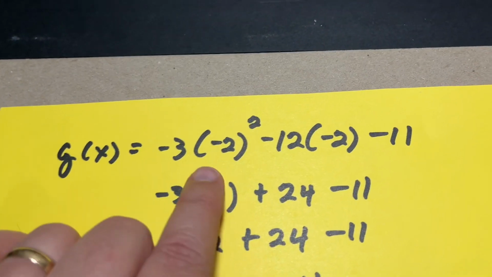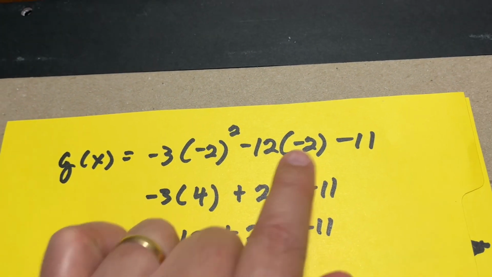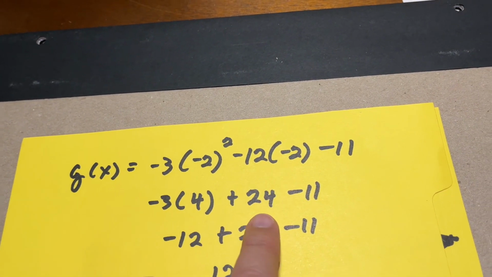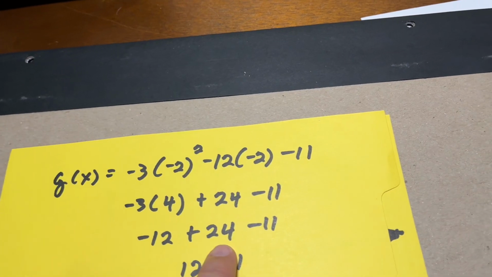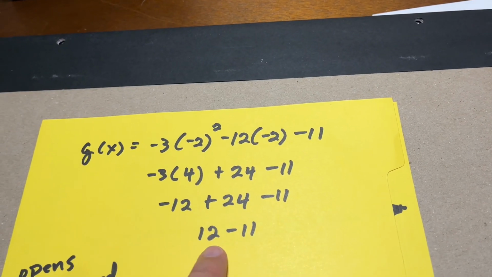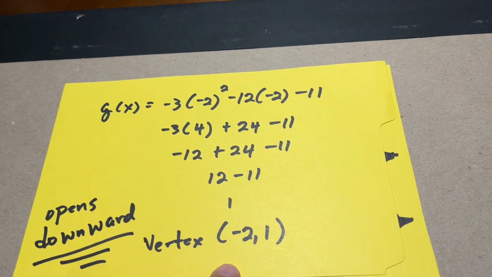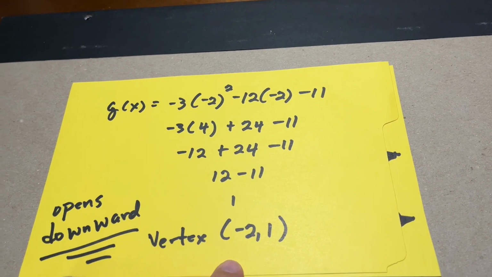So if I put -2 into the original problem, and I work it down, -2 squared is 4, multiply there, this is -12, that's 24 minus 11. 12 minus 11 is 1. So that's where this vertex came from. So -2, 1 is the vertex.